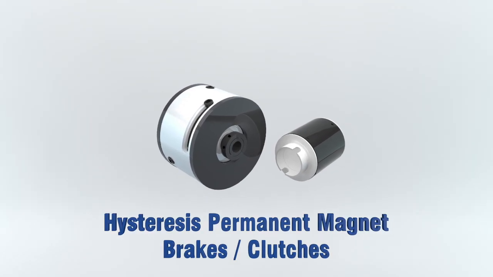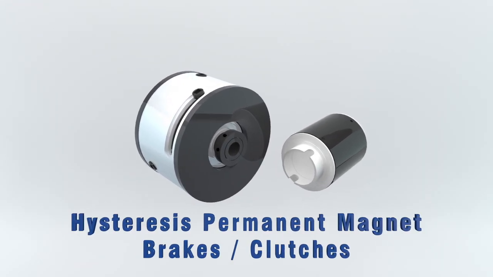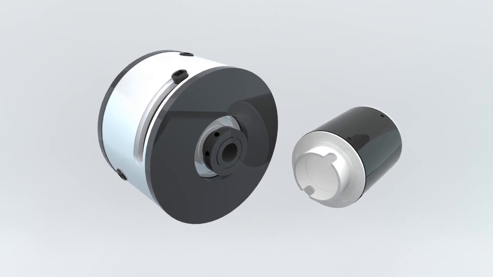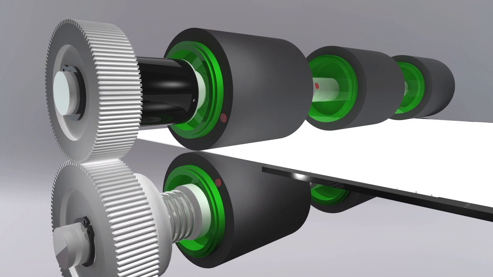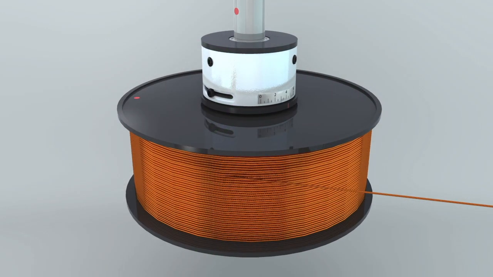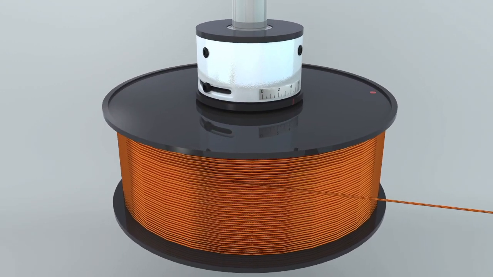Hysteresis Permanent Magnet Brakes and Clutches. Permanent magnet hysteresis units can be used as a torque-limiting clutch or a drag brake, depending on how they are installed. This animation will focus on two styles of these hysteresis units.